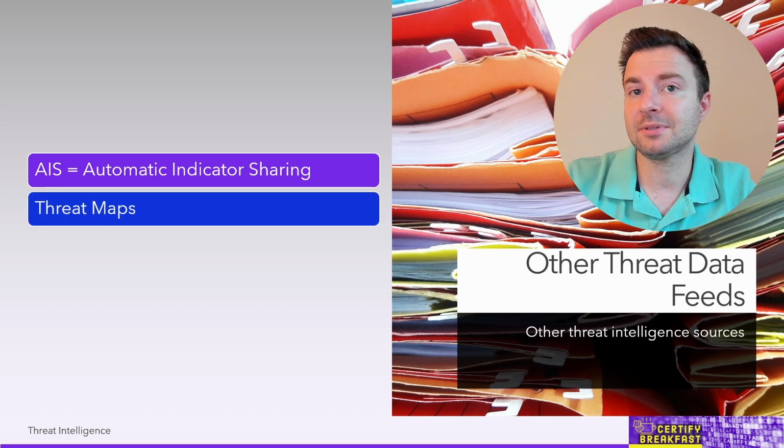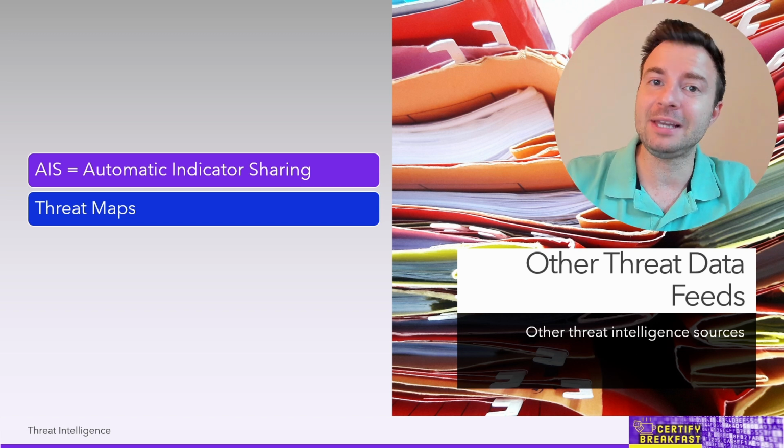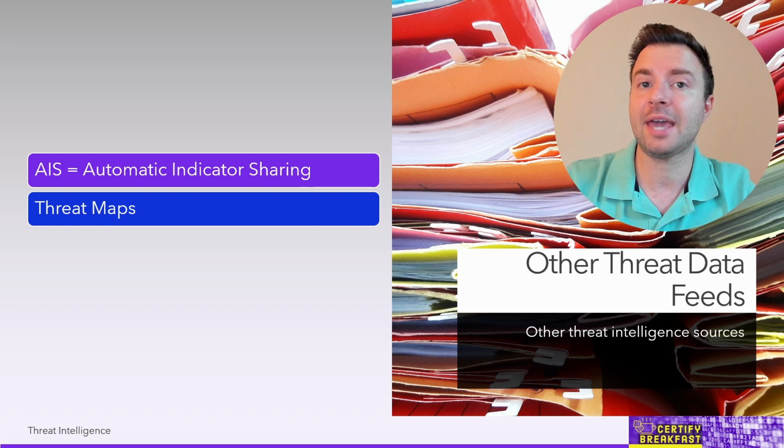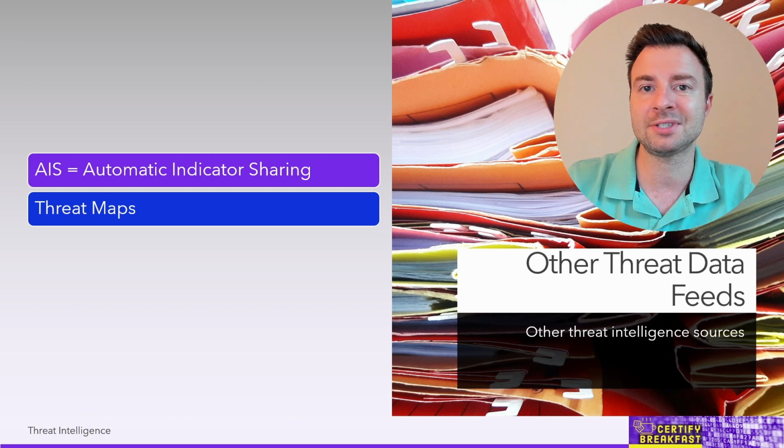The threat maps are actual maps of the world, perhaps, that are revealing, most likely in real time or close to real time, the actual attacks that are happening all over the world. You might have seen this in news reports, you might have seen this in dashboards, and I'm going to show you a couple of them right now.